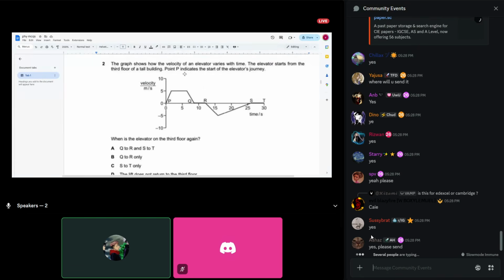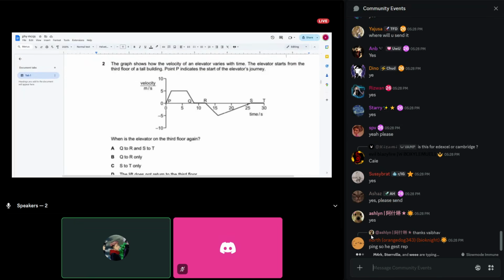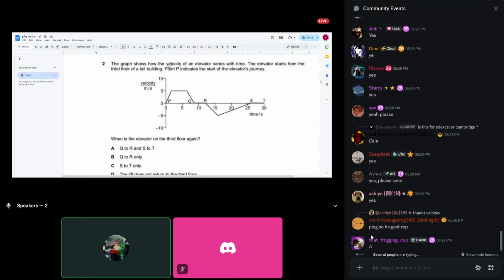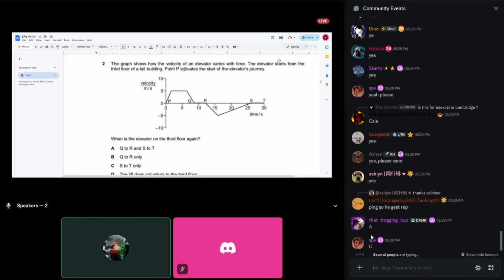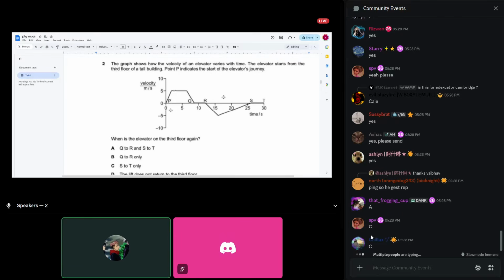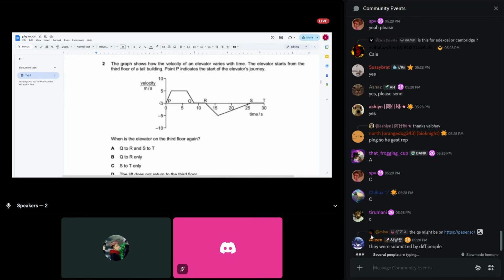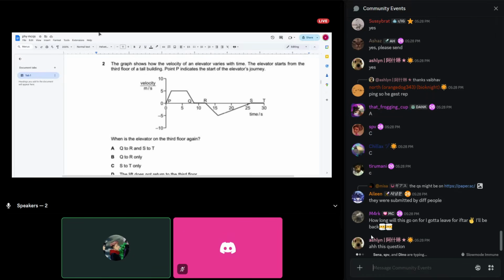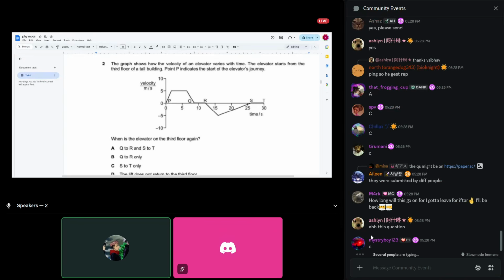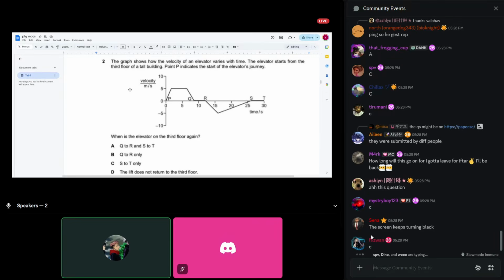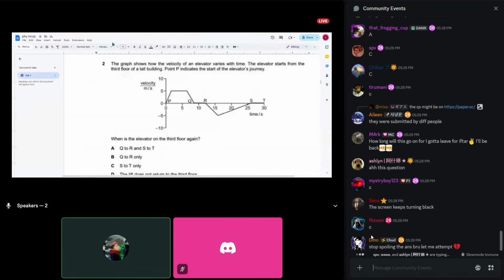The graph shows how the velocity of an elevator varies with time. The elevator starts from the third floor of a tall building. Point P indicates the start of the elevator's journey. So over here. Now we use the principle that C, yeah, C. This is very much C. This is just a technique.